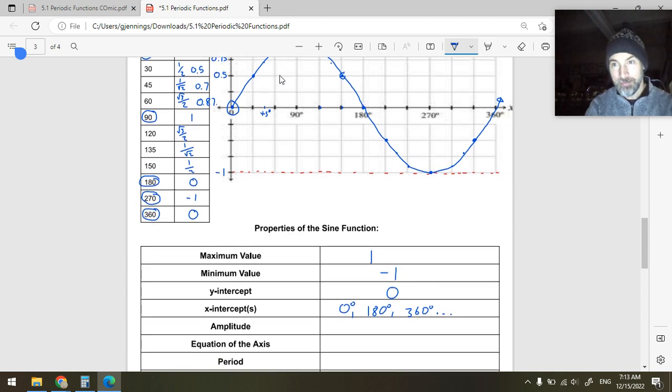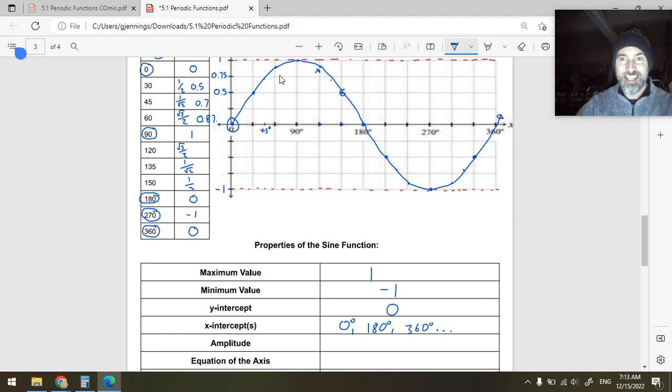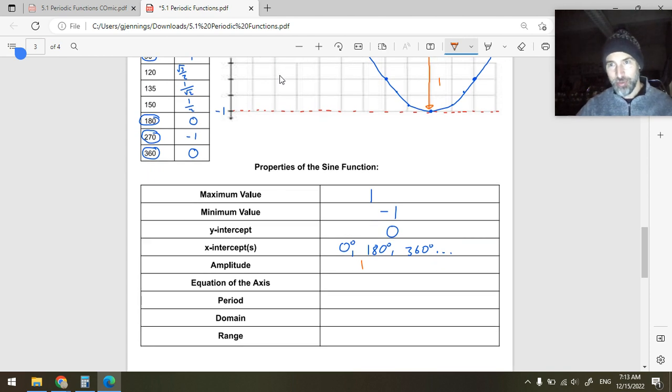What's the amplitude? Okay, well, let's see. Let's change colors. All right, let's show the amplitude here. The amplitude is 1. Why? Well, the minimum is 1 below the horizontal axis. The maximum is 1 above the horizontal axis. You ain't going to get me to do that algebraically. I know it's 1. Okay, the equation of the axis, well, it's the x-axis, and that happens to be y equals 0.